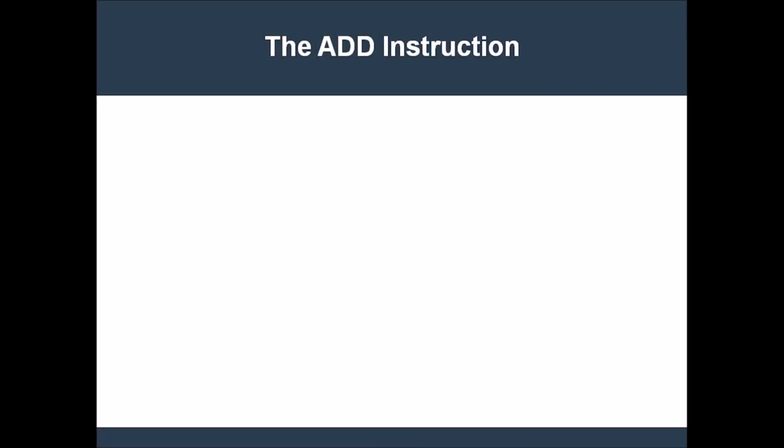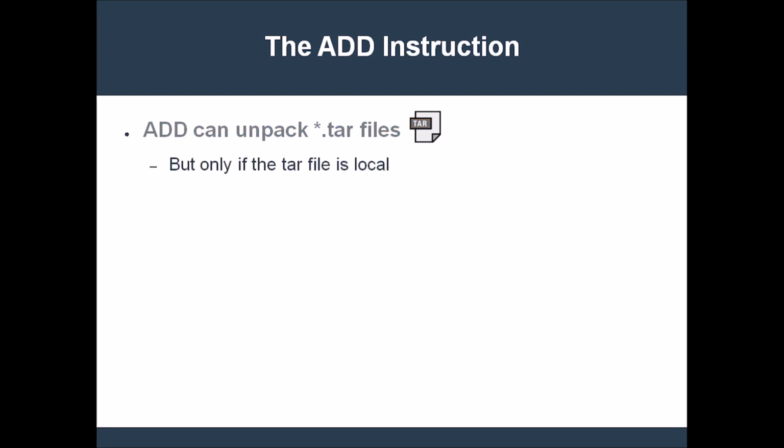The second thing that the add instruction can do, that the copy instruction cannot, is automatically unpack tar files. However, the outcome depends on whether the source refers to a local tar file or a remote tar file. If the tar file is local and the file has been compressed using a compression format that Docker recognizes, then the add instruction will automatically uncompress and extract the file before copying it over to the destination. Resources from remote URLs are not decompressed.